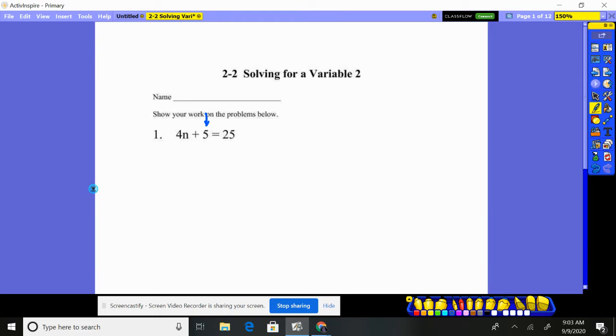So how do I get rid of adding 5? I subtract 5 from both sides of the equation. That gives me 4 times n equals, that goes away, 20. Now I say to myself, hey, now it's just a multiplication problem. How do I undo multiplying by 4? I now divide both sides by 4, and I will get the value for the variable is 5. And you'll notice, if I come back to the original equation, 4 times 5 is 20, plus 5 is 25. Yep, that works.